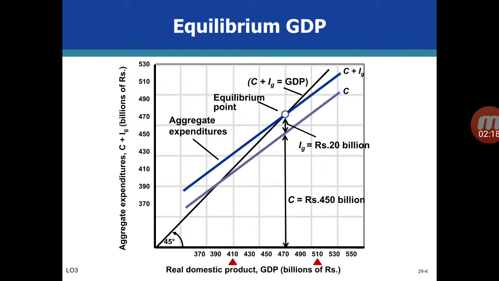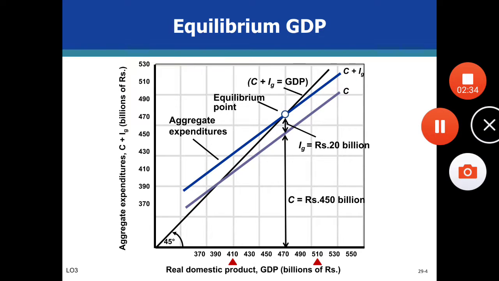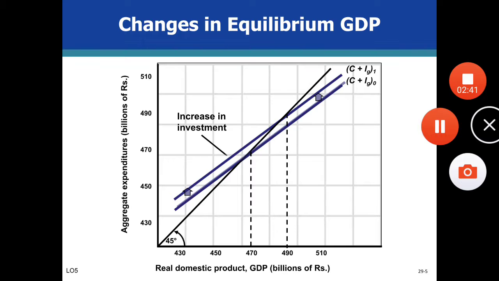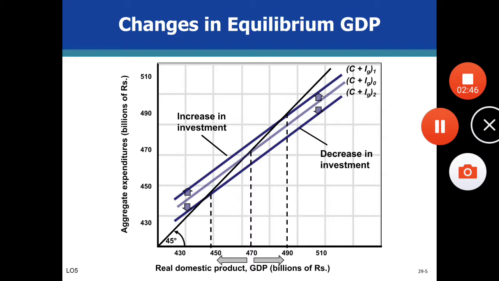This figure shows the equilibrium GDP in a closed economy. Equilibrium GDP is basically determined where aggregate expenditure intersects the 45-degree line, that is 470 over here. And this diagram illustrates the changes in aggregate expenditure and the multiplier effect. An increase in aggregate expenditure will increase real GDP, and the change in GDP depends on the multiplier.